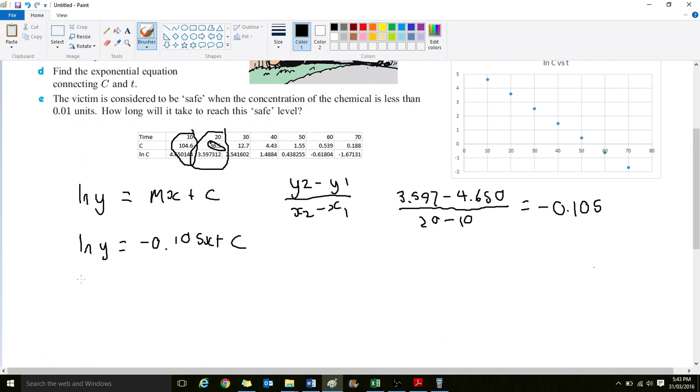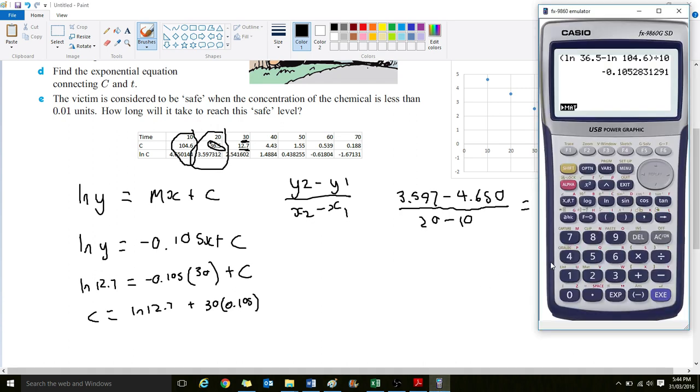We're doing ln of 12.7 is equal to minus 0.105 times by, now the x that we've chosen in this case is 30, so we're using these two numbers here, 30 and 12.7, and plus c. Okay, so c is just going to be equal to ln of 12.7 plus 30 times 0.105. Okay, and that's a plus because I've just moved that over to the other side.